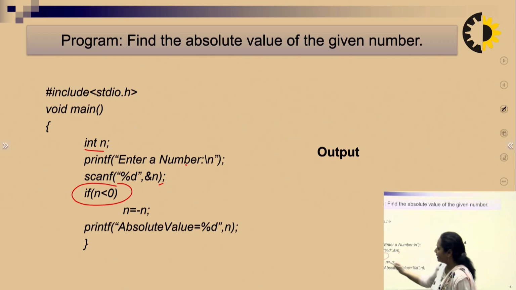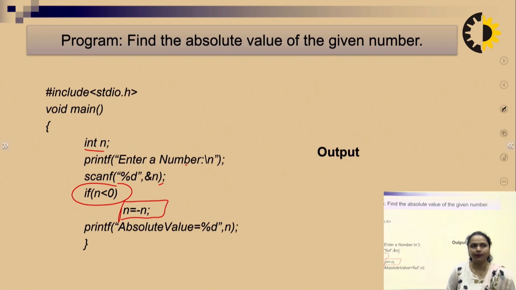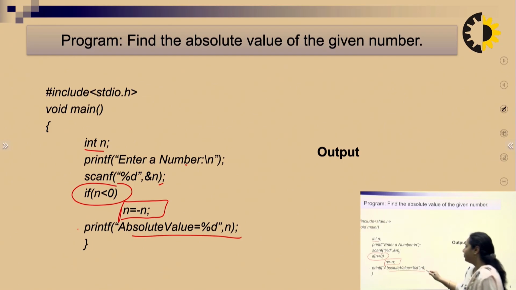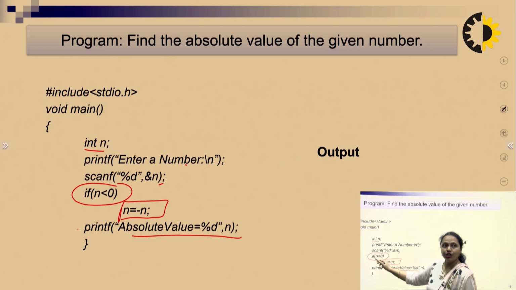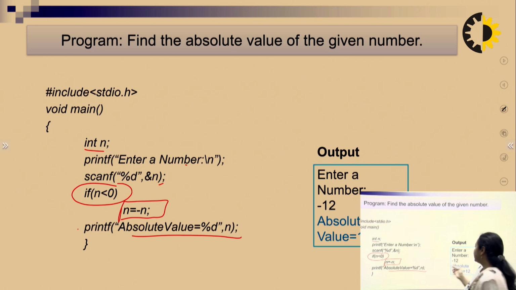So for that case, the condition is written: if n is less than 0, then only this processing is done, that is n equal to minus n. Otherwise, statement X, here, is to print the value of n. If the condition is true, the data will get changed as per the processing. Otherwise, it will be directly printed as it is. For example, if I take minus 12, the absolute value will be printed as 12.